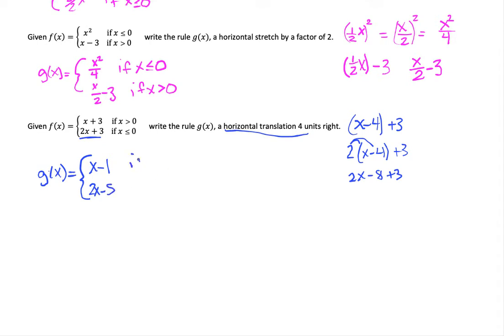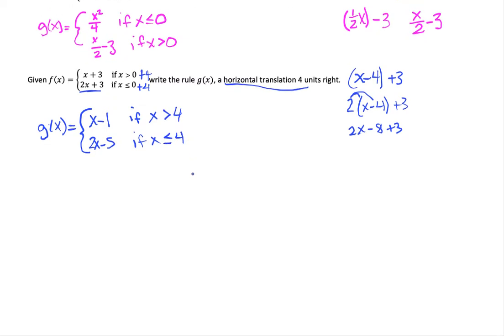Now let's look at the domain. And this is where it gets confusing. So we know that we put a minus 4 on there when we're moving right. And that seems wonky. Well, we are moving right, so what we're going to have to do is actually put a plus 4 on the domain. So instead of x is greater than 0, it's going to be x is greater than 4. And x is less than or equal to 4. So that's pretty much how you do these.